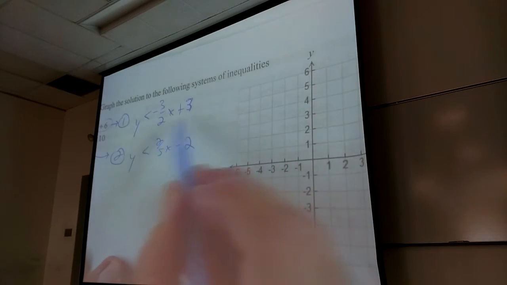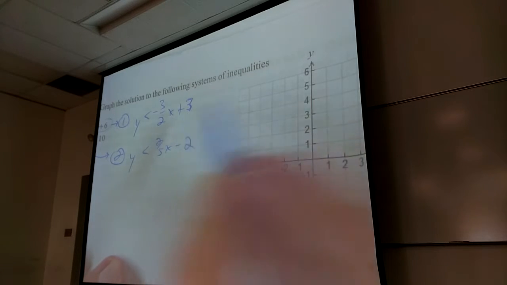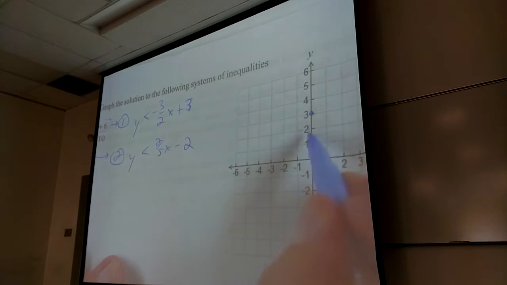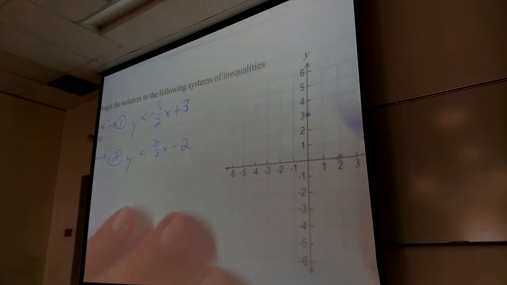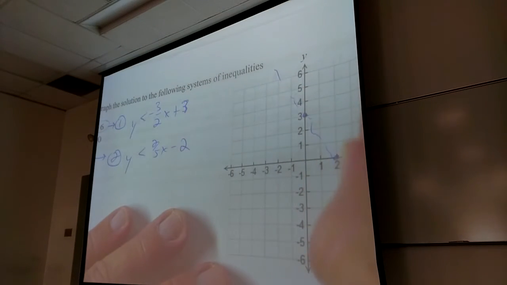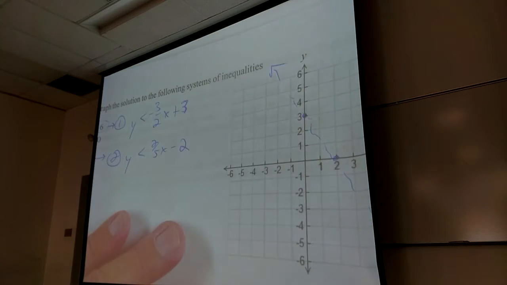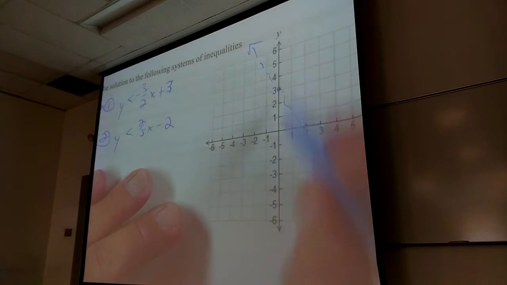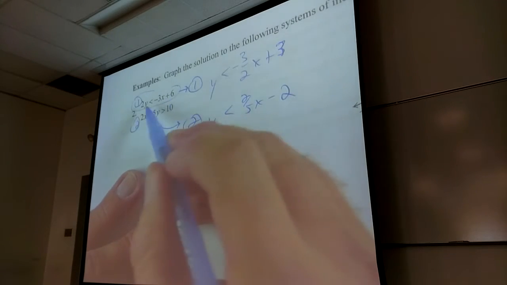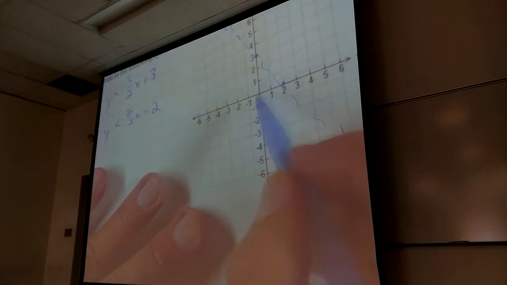So how do I graph this first line? I got 0, 3, and then I go down 3, over 2. What kind of line is it going to be? Dashed. And which way am I going to shade? Down. If you plug in 0, 0, is 0 less than 0 plus 6? Is 0 less than 6? Yes. So then 0, 0 works.